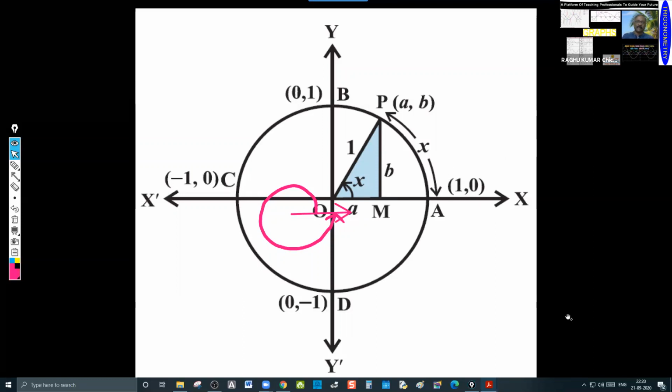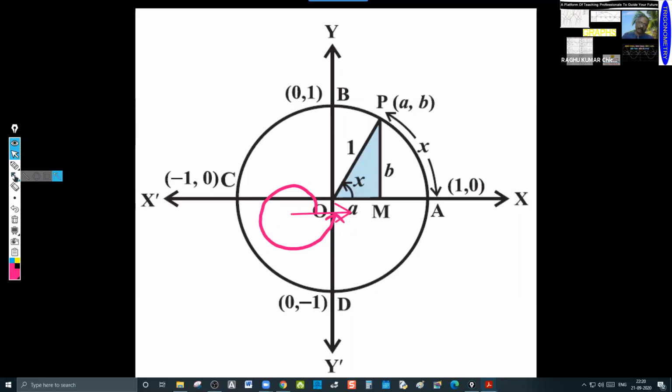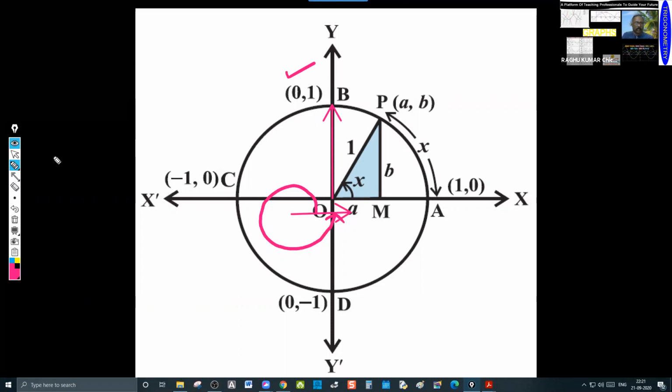Now you tell me similarly, what is cos pi by 2? It reaches positive y-axis. Cos pi by 2. Oh, sorry. Cos pi by 2 is 0. What is sin pi by 2? It's 1. Again, now you come to pi now.